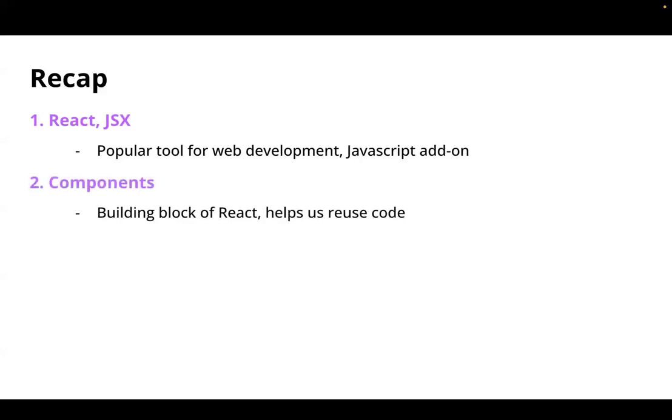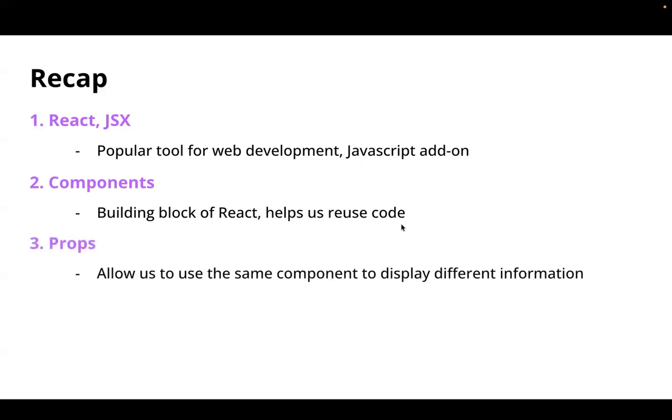The second thing that we talked about is components. Components are the basic building blocks of React, and they help us reuse code, as we have seen previously. And if we want to reuse code in an actually helpful way, we need props to further help us. They allow us to use the same component but display different information. So the same movie component, but displaying different movies. The last thing that we talked about, kind of in a rush at the end, is state. State is basically just a piece of data that is stored and updated by a component.